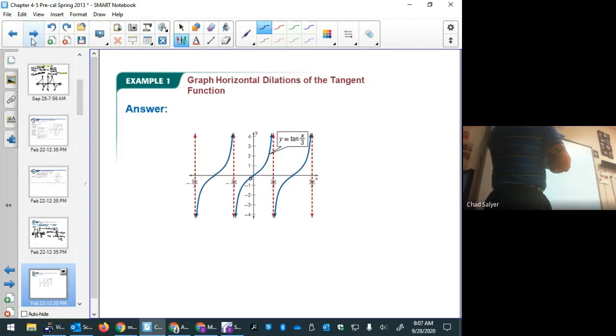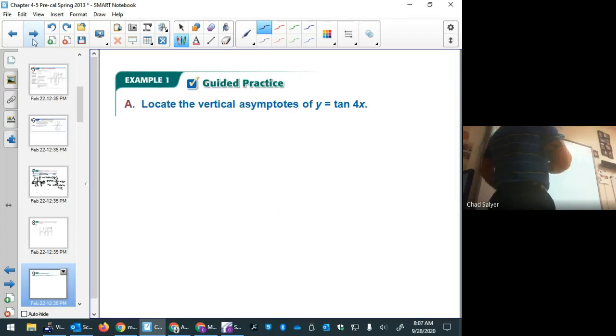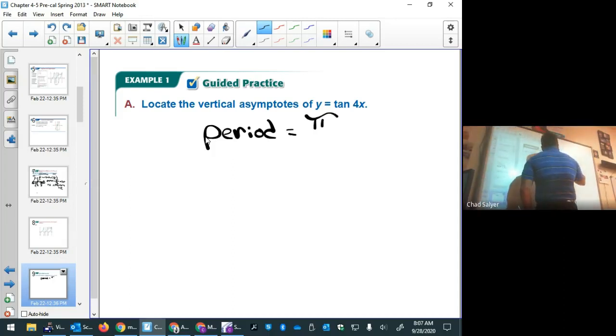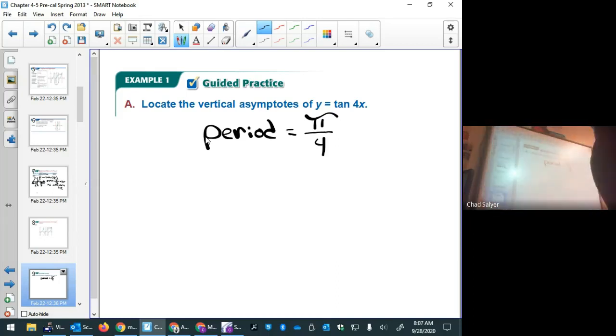All right. Locate the vertical asymptotes of y equals tangent of 4x. So I don't know that you're really comfortable enough to do this one by yourself just yet, so let's do it together. Tangent of 4x. So the period is going to be the original period divided by that b parameter. Everybody with me on this?